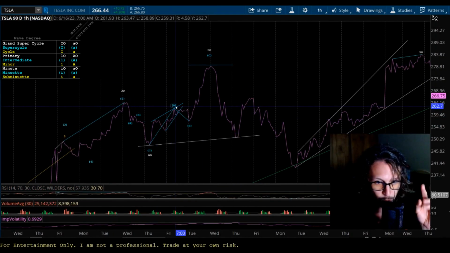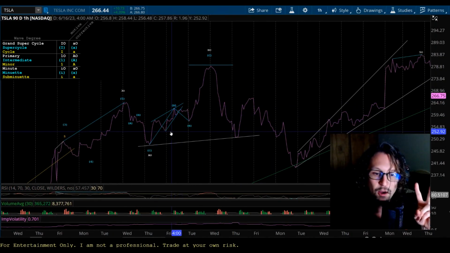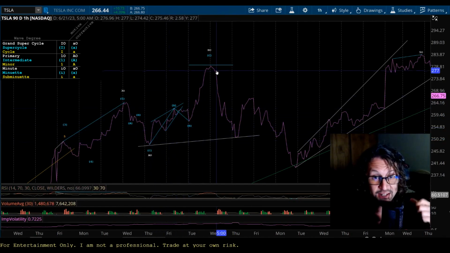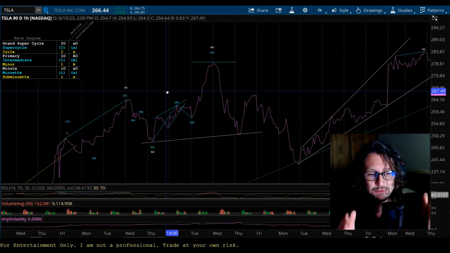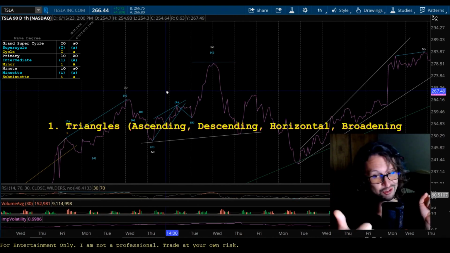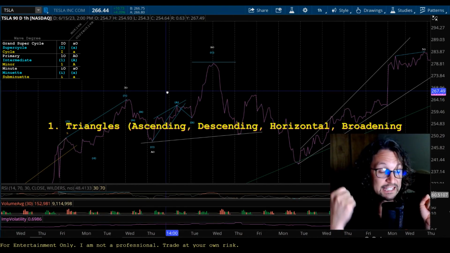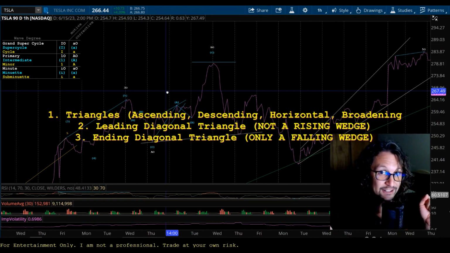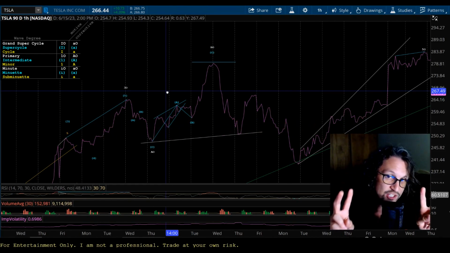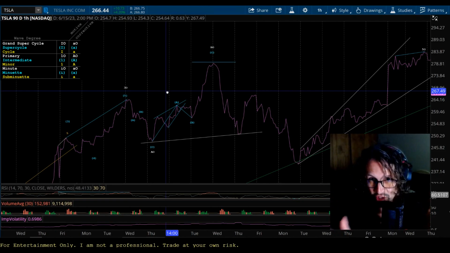Let's start with a, quote, rising wedge through here. Why is this not a rising wedge? And why did it lead to a new high? Well, there's a few different kinds of triangles. I break them up into 3 categories: your generic gold triangle, your leading diagonal triangle, okay? And your ending diagonal triangle. Whoa, yes. The rising wedge is an ending diagonal triangle.